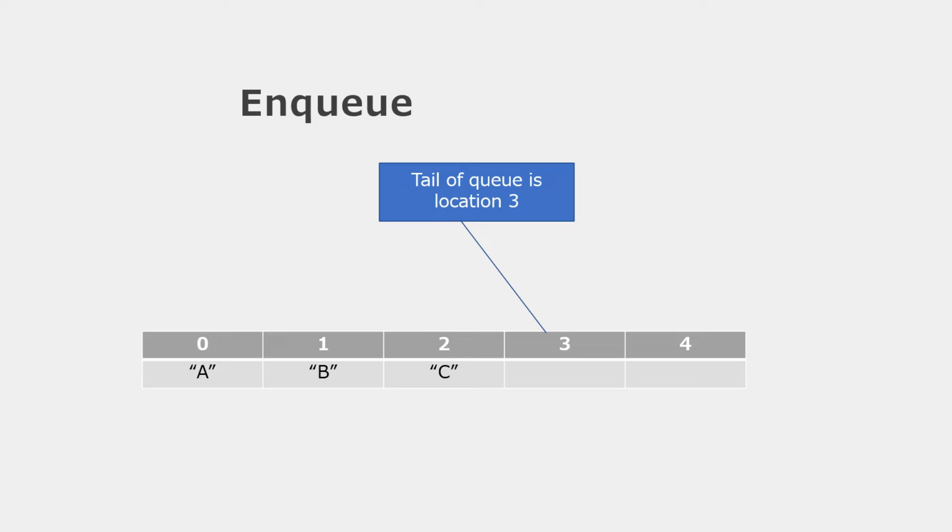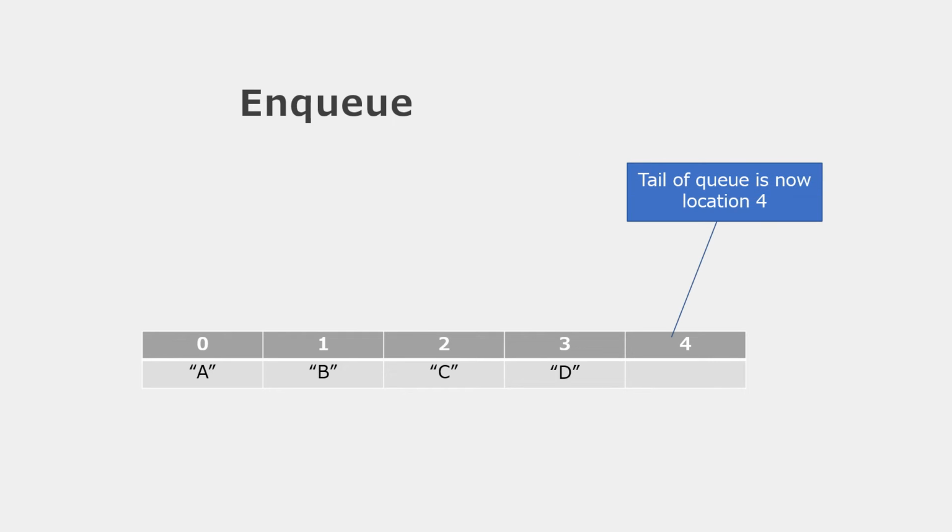So let's see what happens when we enqueue a new data item, add a new data item to the queue. The tail pointer is pointing to location 3. So we add data at location 3 and move the tail along by 1. So it's now pointing at location 4. So that's the sequence. Add the data at the tail and then move the tail along by 1. I'll show you the code for that on the next slide, but see if you can write it for yourself in the meantime. You can pause the video.